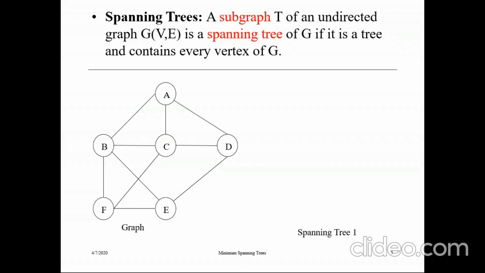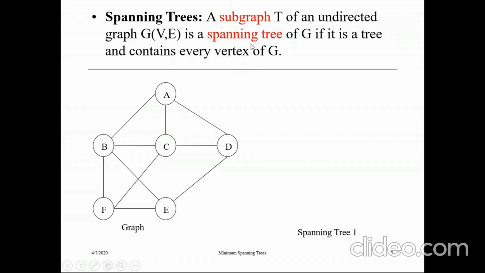The definition of a spanning tree: a subgraph T of an undirected graph G is a spanning tree of G if it is a tree and contains every vertex of G. Note that a spanning tree must contain every vertex of G.